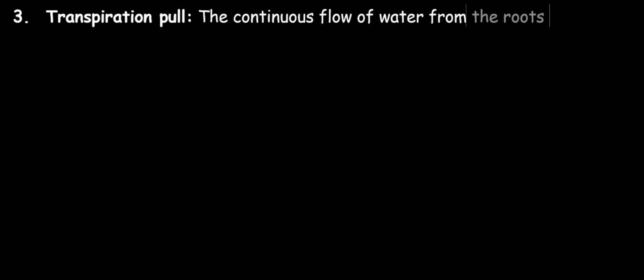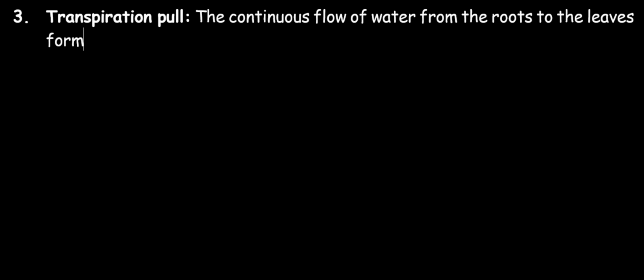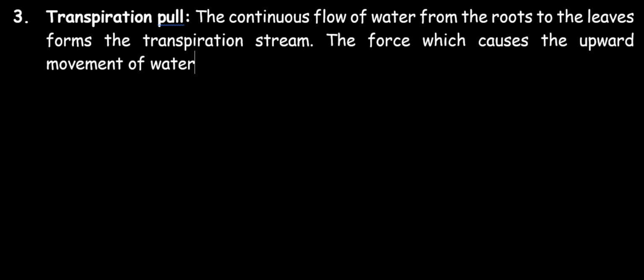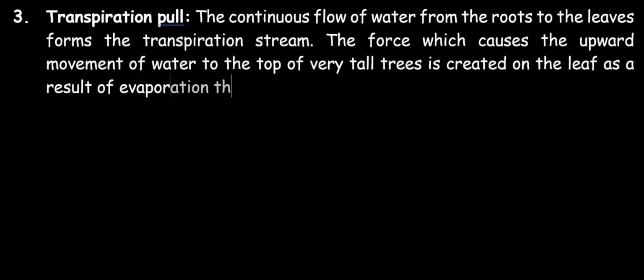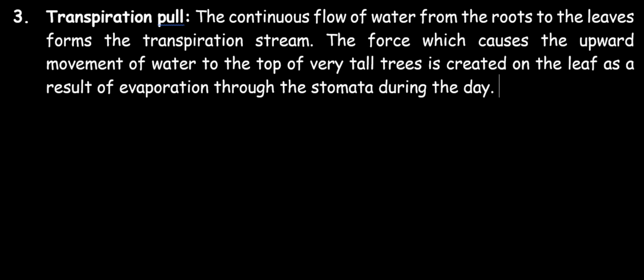The continuous flow of water from the roots to the leaves forms the transpiration stream, as we said earlier. The force which causes the upward movement of water to the top of very tall trees is created in the leaf as a result of evaporation through the stomata during the day. This force is known as the transpiration pull.